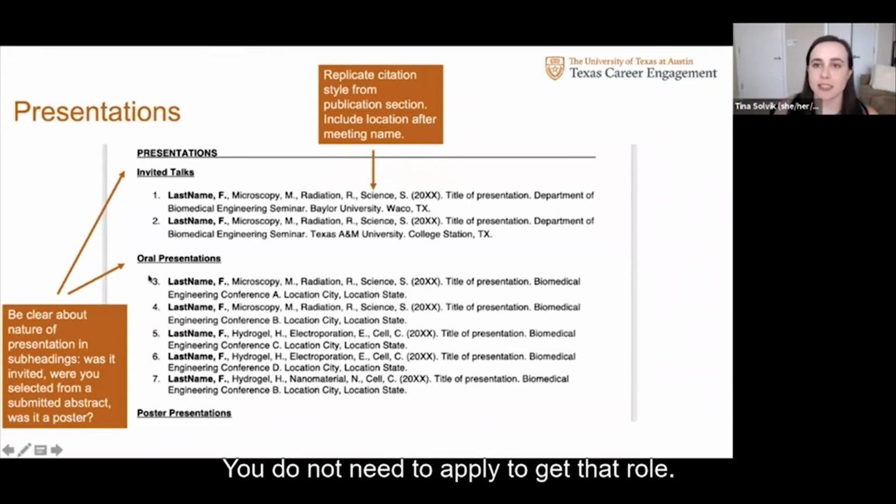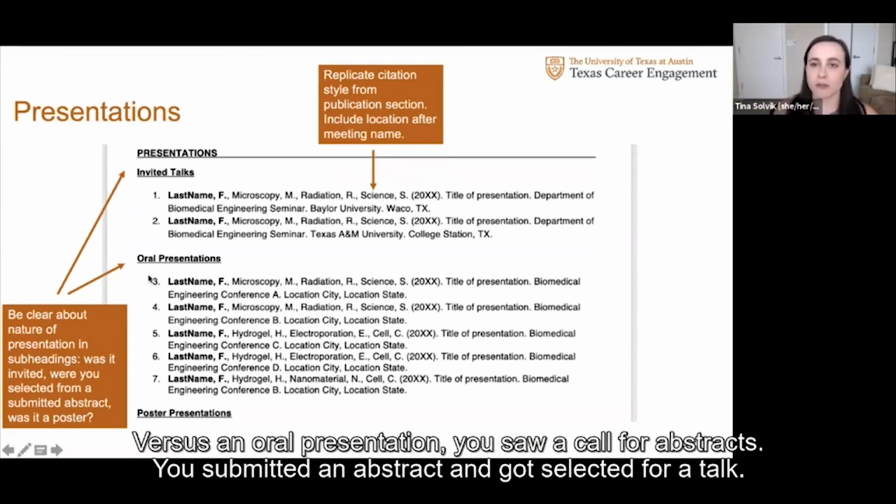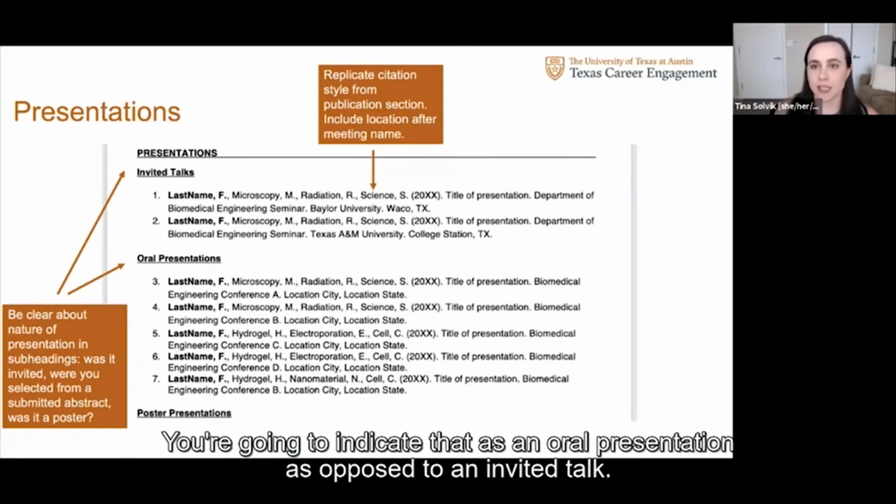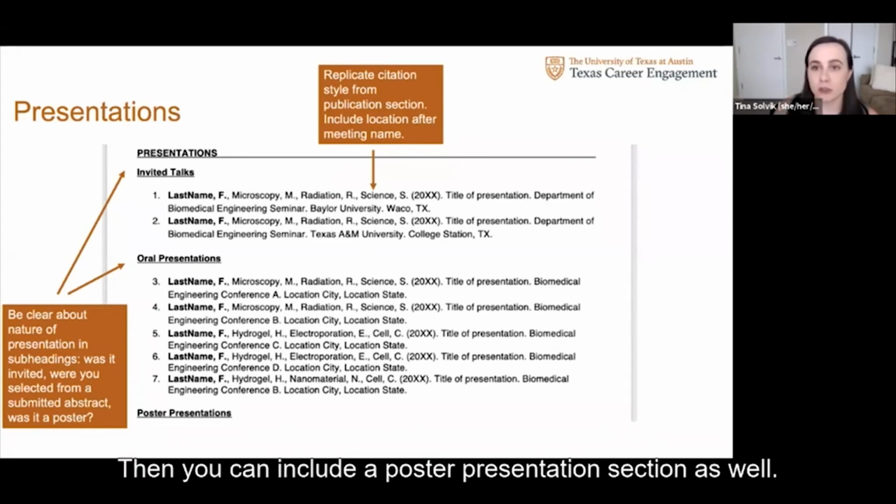Versus an oral presentation, you saw a call for abstracts, you submitted an abstract and you got selected for a talk. You're going to indicate that as an oral presentation as opposed to an invited talk. And then you can include a poster presentation section as well.